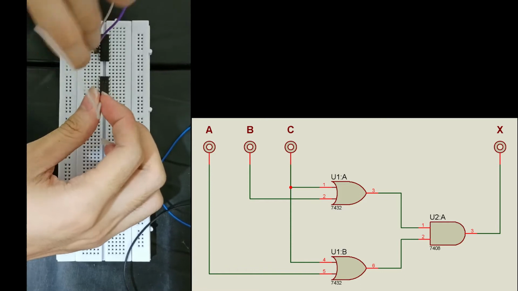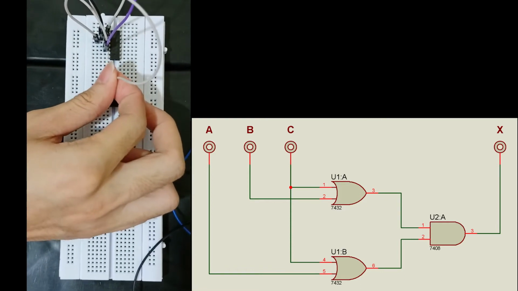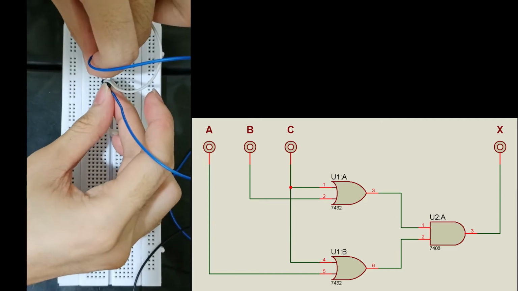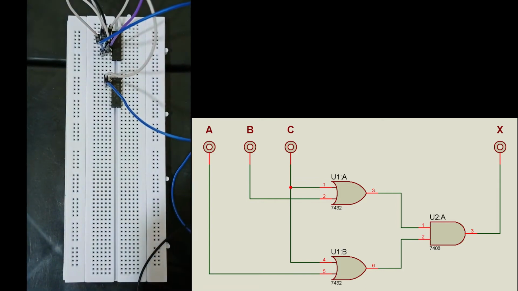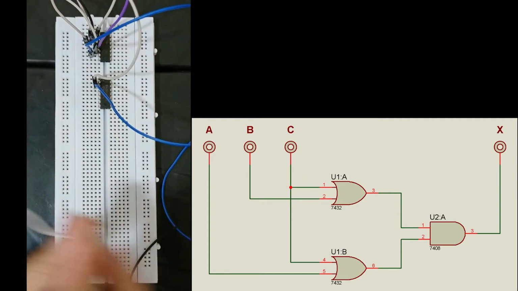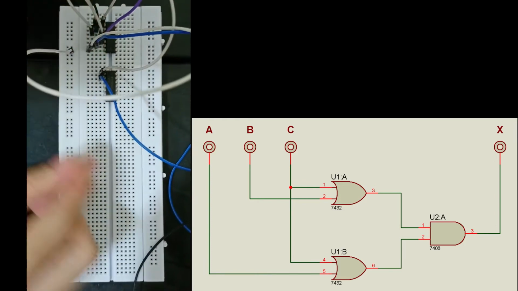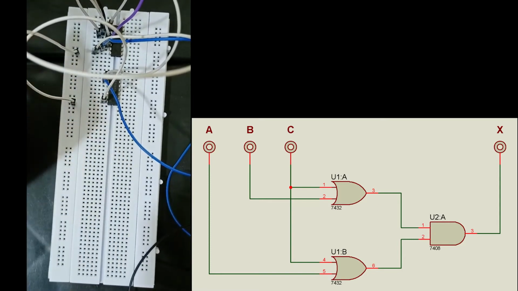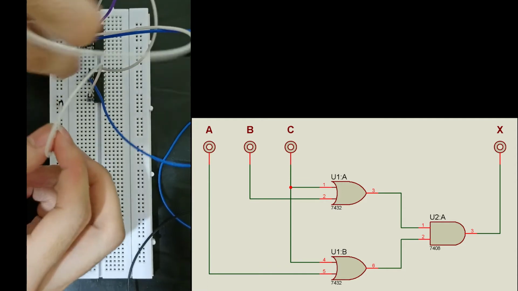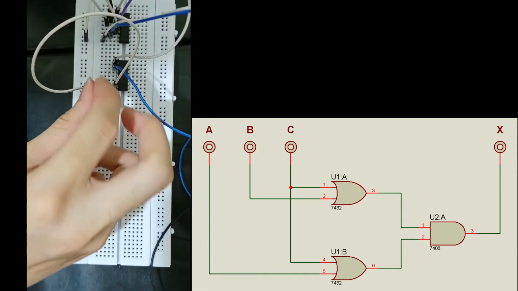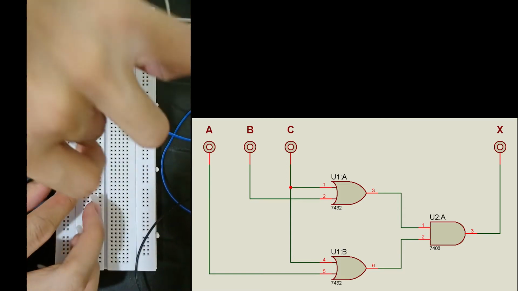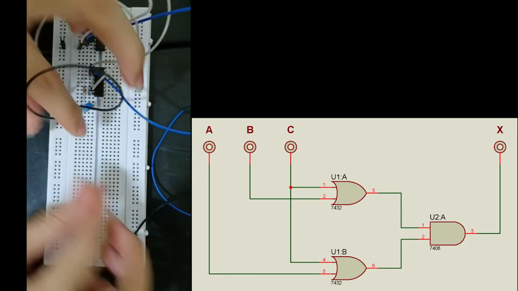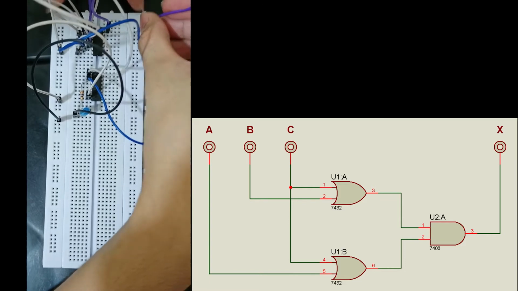Then, we will be connecting the third pin of the OR gate to the first pin of the AND gate. The sixth pin of the OR gate to the second pin of the AND gate. We place the 7 pins of both ICs to the ground. The 360 ohm resistor is placed on the third pin of the AND gate with the LED in series and then the ground. Then the VCC to the source.